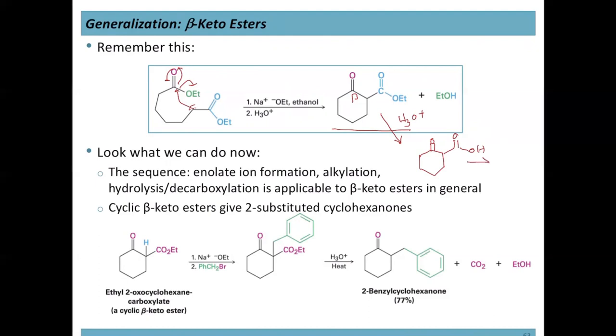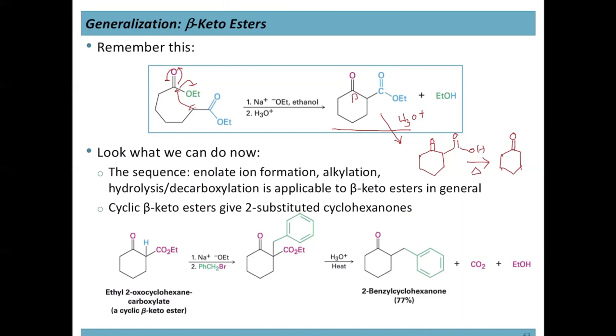So I'll give you a second to try to figure out what would happen if I heated up this beta keto carboxylic acid. And for an extra bonus point, name the product. And the answer is cyclohexanone. So from a Dieckmann reaction, you can actually make cyclohexanone.